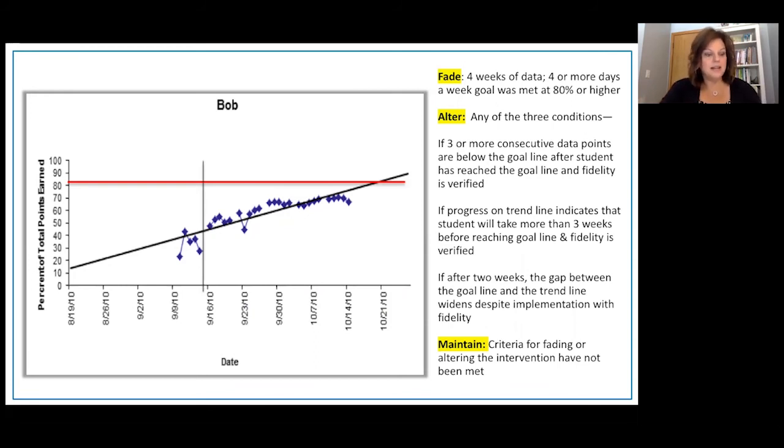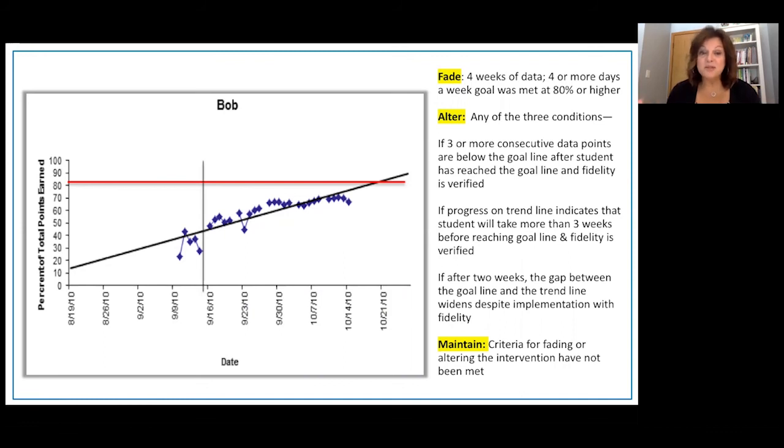And here is his data, and each of these blue points is 1 day's worth of points for this intervention. So this phase change line right here means that this is when the intervention started for him. The red line is his goal, which you can see is at 80%. And this black line is called a trend line, and it just shows us the general path that the data is taking over time. So what do you think about Bob? I'm just going to ask you to think about it to yourself. If you're looking at Bob's data, what do you think?